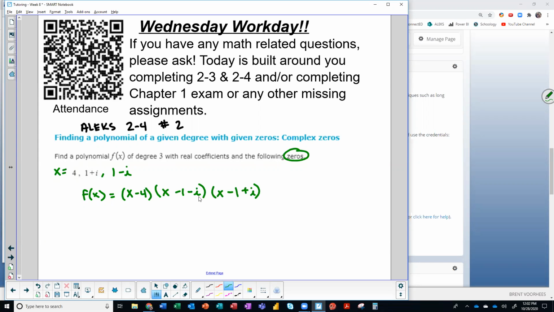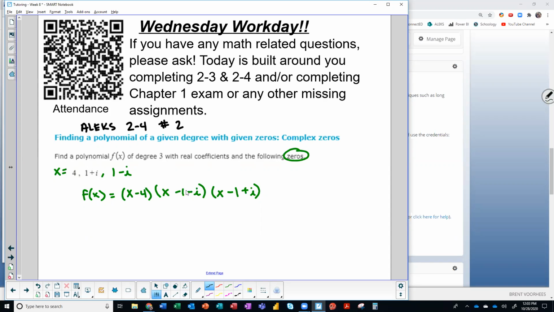Now, if you've done it correctly, when you look at your complex zeros, they should be the opposite sign on the i portion only. Everything else should be the same. x is the same, negative 1 the same. It's just the i portion. I have a negative i and a positive i. They want this with real coefficients, which means standard form. We have to multiply this out.